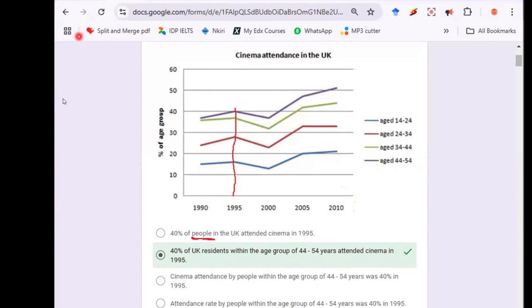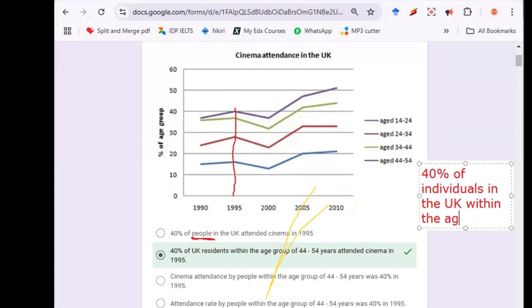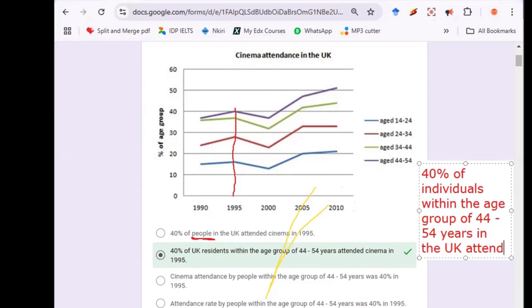I want to type another sentence that is coming to my head now, and then I will look at it and say whether it is correct. It's a little bit similar to that number 2. 40% of individuals in the UK within the age group. No, this is not what I want to write. This is what I want to write. 40% of individuals within the age group of 44 to 54 years in the UK attended cinema.